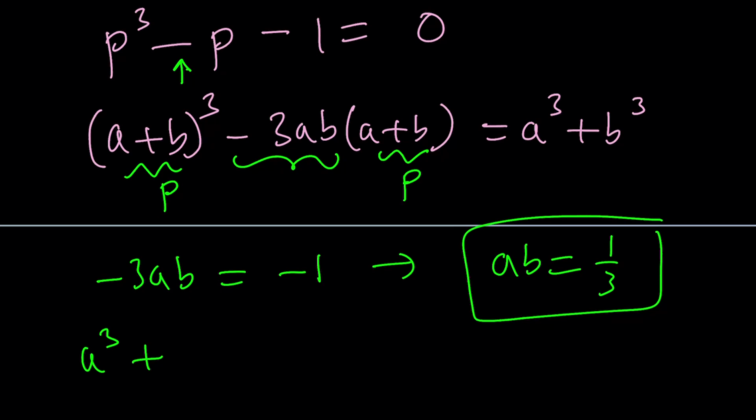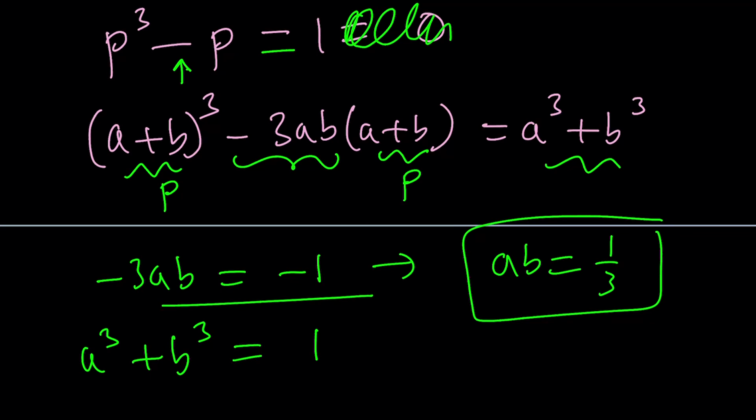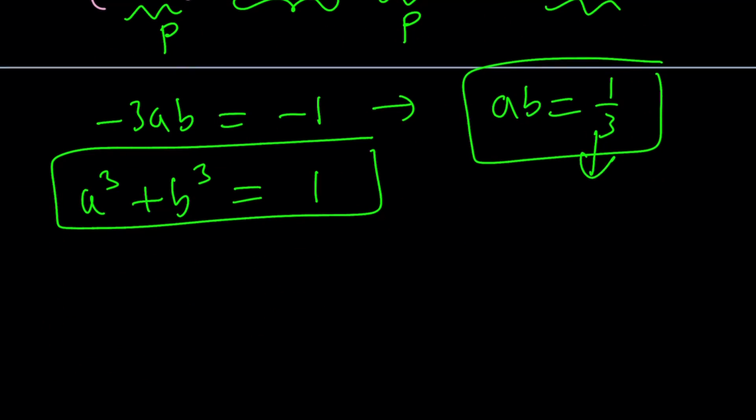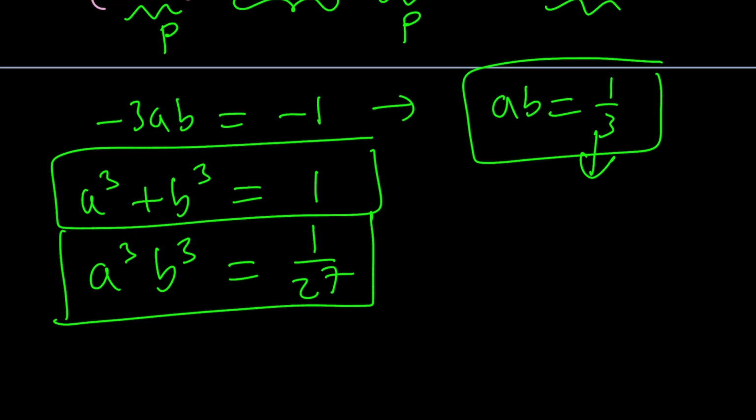And the second part, the constant on the right-hand side, is supposed to be a cubed plus b cubed. And here, if we add 1 to both sides, let's do a little quick trick. We're going to get a cubed plus b cubed equals 1. So we kind of get a system from here. Not quite there yet, but let's go ahead and cube both sides. We're going to get a cubed b cubed equals 1/27. Awesome.